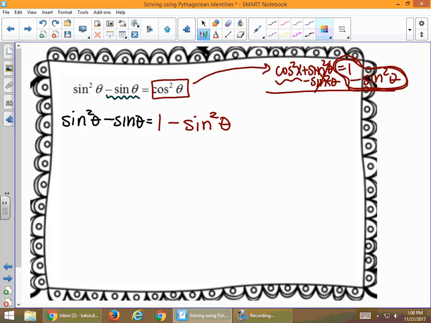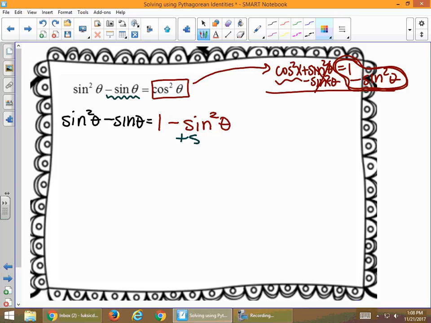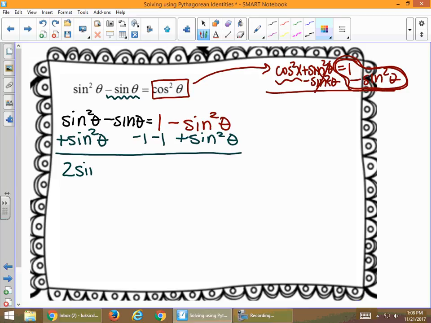All right? And now we need to solve. And since I have squares involved, I know I'm going to need to factor. So I'm going to get everything onto the same side of my equation. I'm going to add over my sine squared to its like term, and subtract my 1. So sine squared plus sine squared is 2 sine squared minus sine minus 1 equals 0.